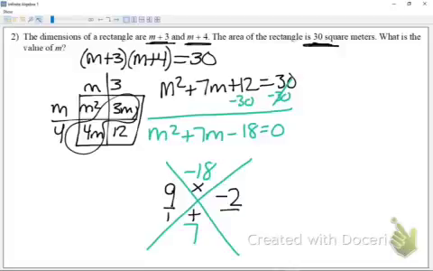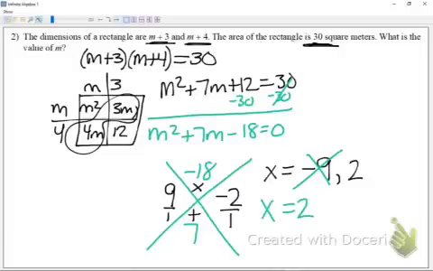Those two numbers are positive 9 and negative 2. Divide by A, divide by A. So my two answers are negative 9, remember opposite signs, and positive 2. Going back and reminding you guys, we cannot have negative length. So we cannot have negative 9 be an answer. So my final answer is that x equals 2. And again, we're dealing with meters, so m.